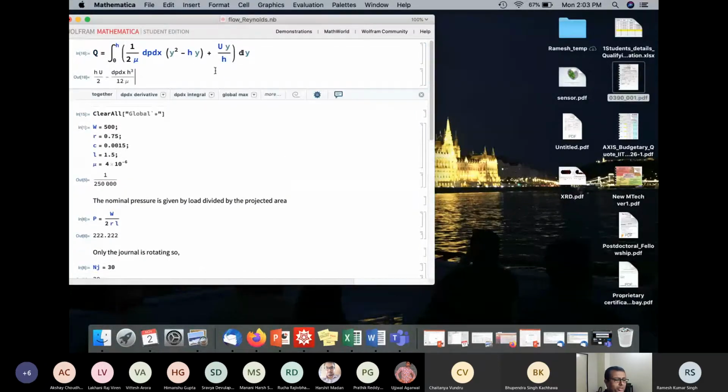So what you get is hU divided by 2, minus dp/dx, where I have assumed the pressure gradient is not a function of y, that's why I have used it as a pressure gradient, times h cubed by 12 mu. So basically, let me go ahead and switch to my writing tablet.